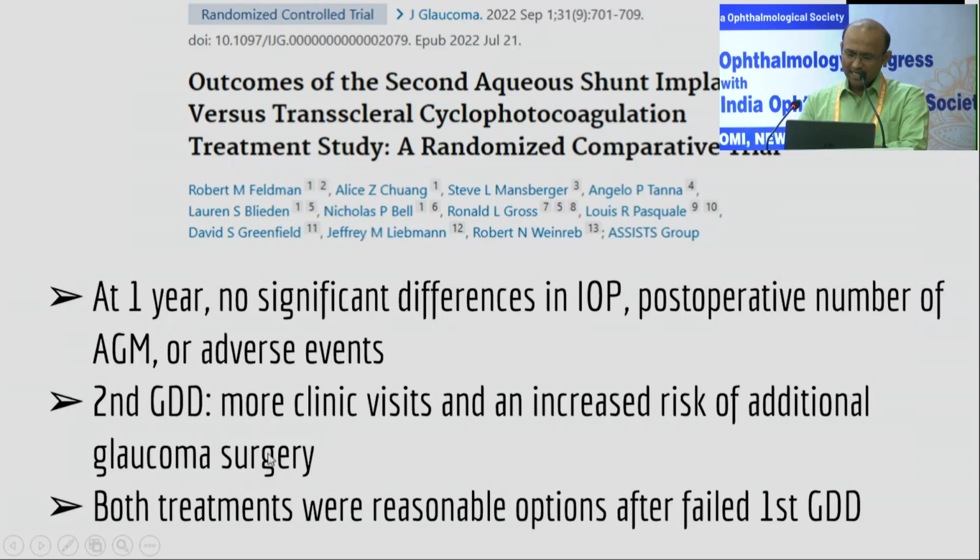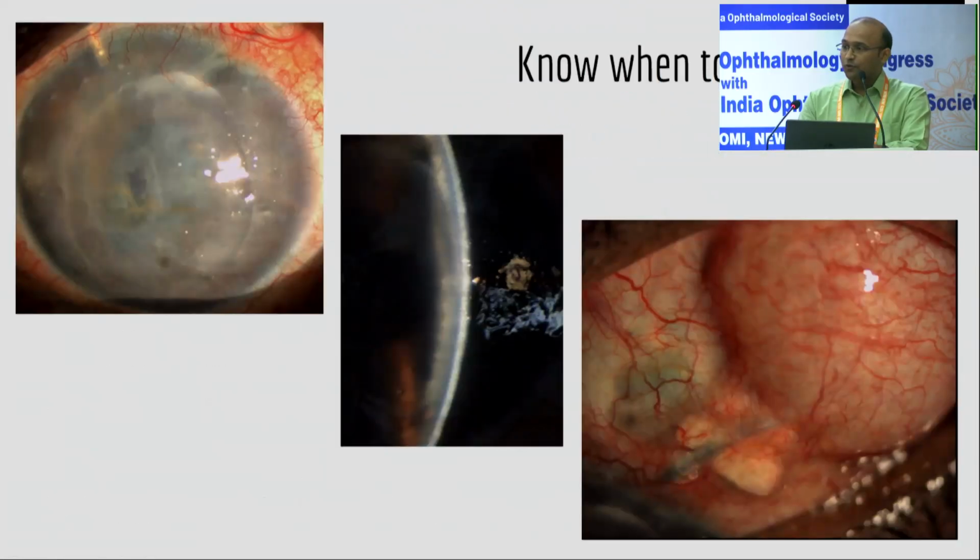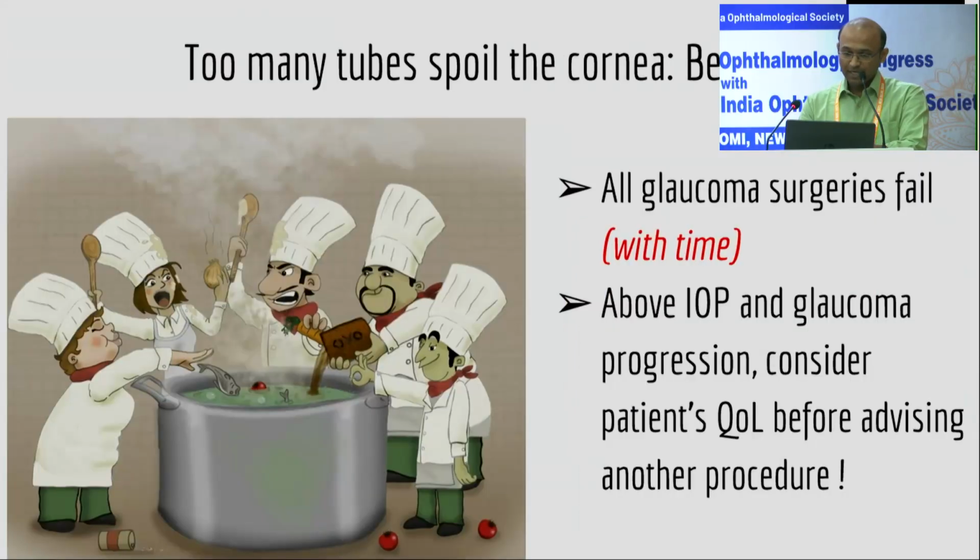So relatively both were okay. As expected, GDD had more clinic visits and risk of additional glaucoma surgery. So after a failed GDD, both were reasonable options. So you should know when to stop. Though I'm talking in favor of the second tube, if you have a bad cornea and a bad conjunctiva, don't just go for a second tube. It is better to stop with diode.